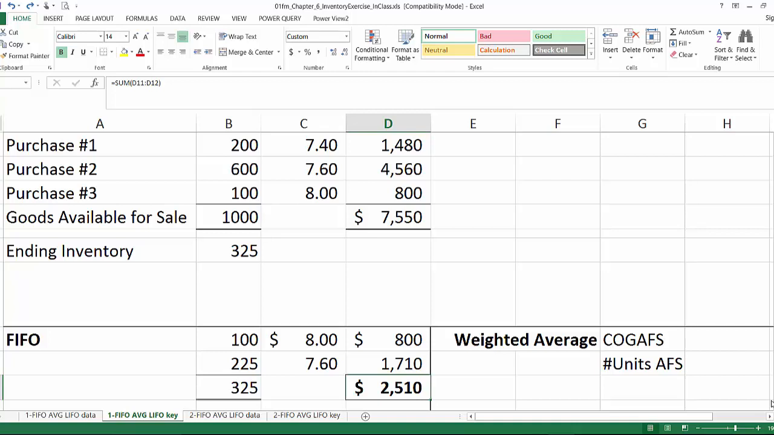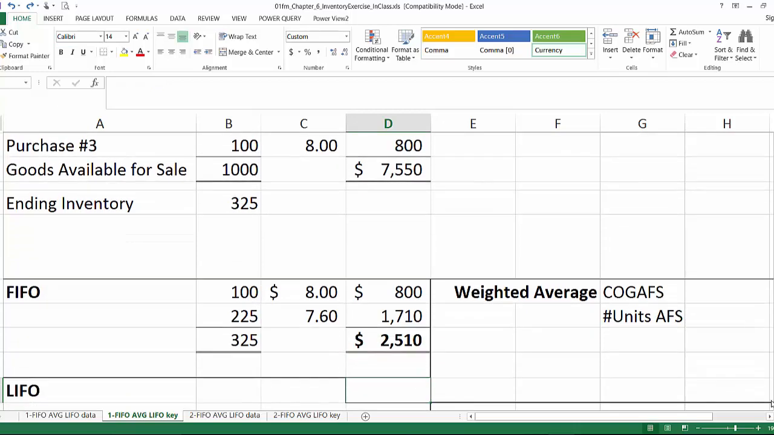Notice that the price has been going up, so we could expect this number relative to everybody else to be kind of on the high side because we're using the high dollar value strata of purchases.